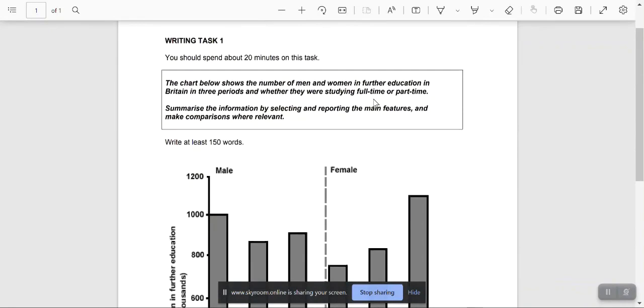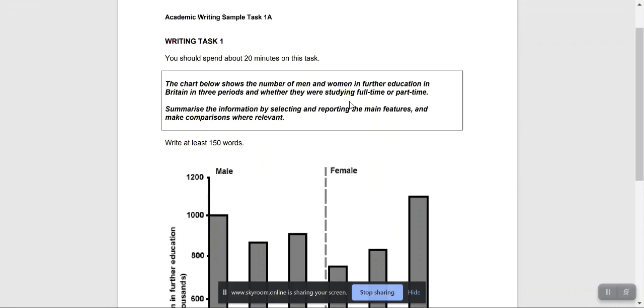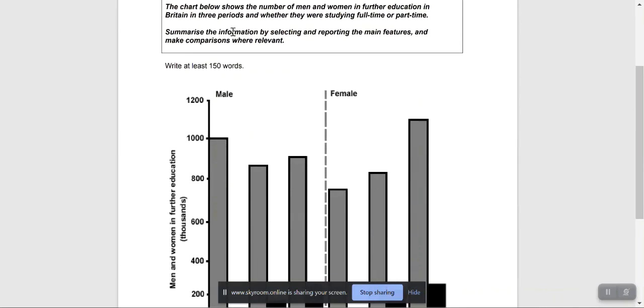Task 1. Look, the chart below shows the number of men and women in further education in Britain in 3 periods, and whether they were studying full-time or part-time. Men, women, 3 different periods, full-time, part-time. Summarize the information by selecting and reporting the main features and make comparisons where relevant.